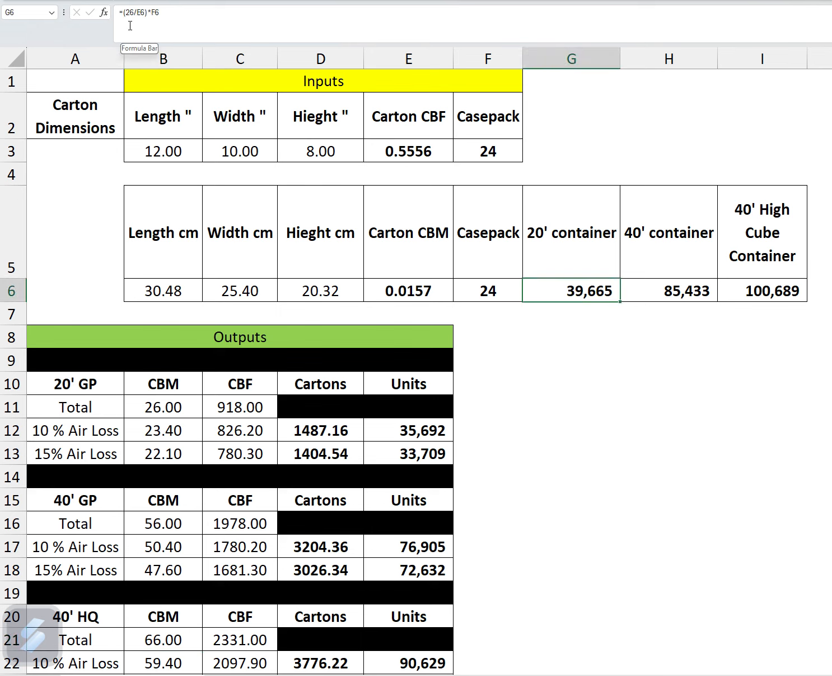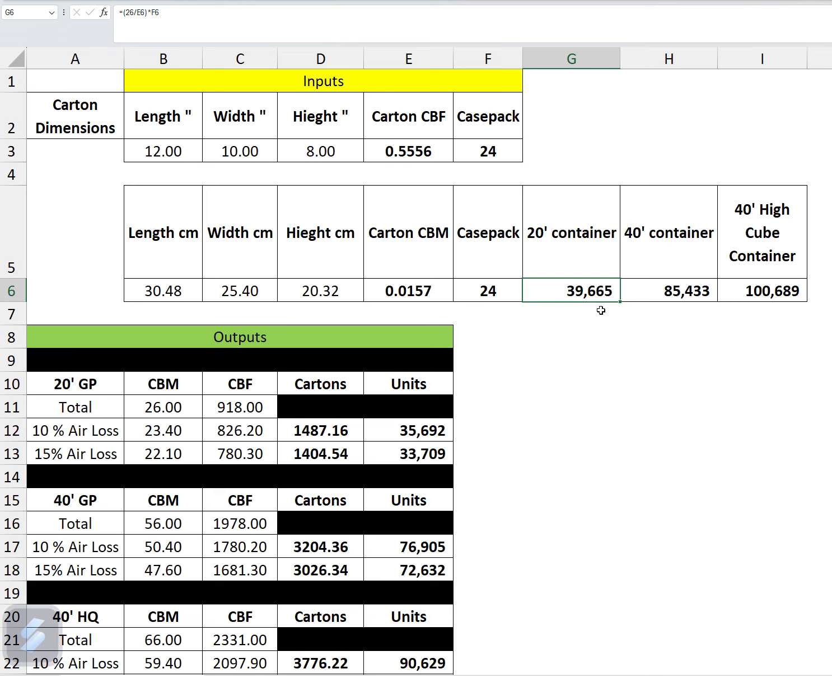So again, up in the formula tab, 26 cubic meters make up a 20-foot dry container total. You're going to divide that by your carton cubic meter. That E6 is this number here, 0.0157. So 26 total cubic meters divided by our 0.0157 carton cubic meter, multiplied by F6. F6 is our case pack, the number of units in the carton. And that's going to tell us how many units fit inside of a 20-foot container.